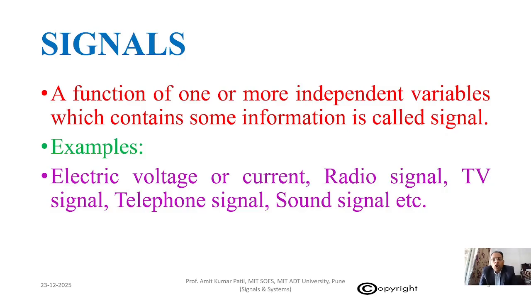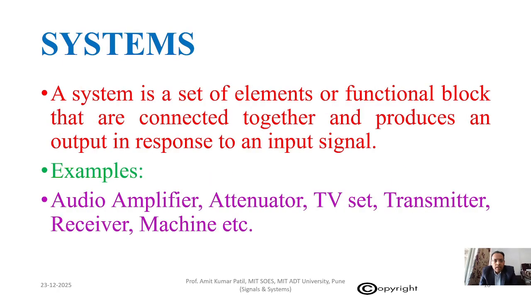A function of one or more independent variables which contains some information is known as a signal. Basically it is an information carrying signal. Examples are electric voltage or current, radio signals, TV signals, telephone, sound signals, etc. A system is a set of functional blocks connected together that produces an output response to an input signal. It is a combination of different functional units which produces a desired output for a given input. Examples are audio amplifier, attenuator, TV set, transmitter, receiver, machine, etc.